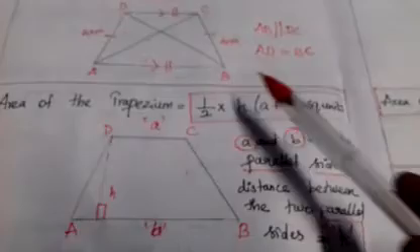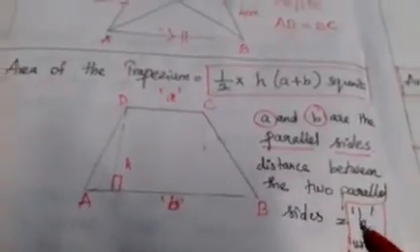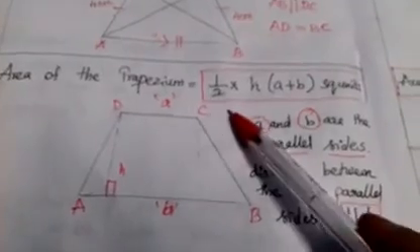So see, what is h? h is the distance between the parallel sides, the height. And a and b are the parallel sides. This is one parallel side, this is another parallel side. a and b are the parallel sides. Using that, the formula is half into h into a plus b square units.